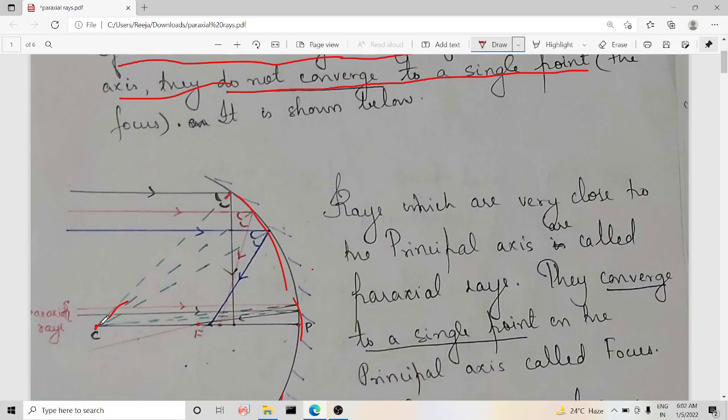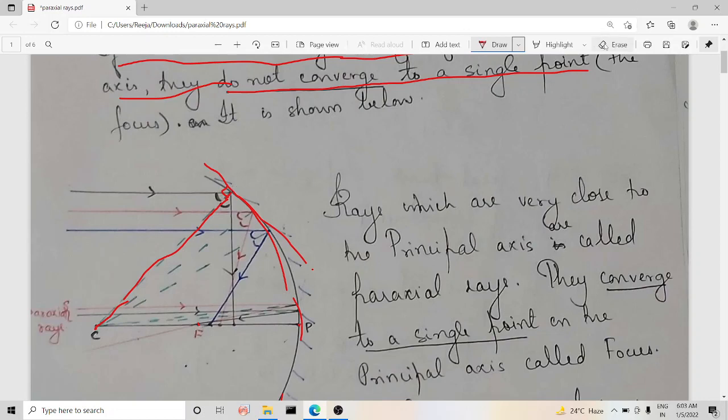So the line joining the center to a point on the mirror is the radius of curvature. The radius of curvature drawn to a particular point on the mirror gives the normal at that point. We know that a line drawn perpendicular to the tangent at this spherical surface will naturally make an angle of 90 degrees. That is, this line will be the normal to this surface at this point.